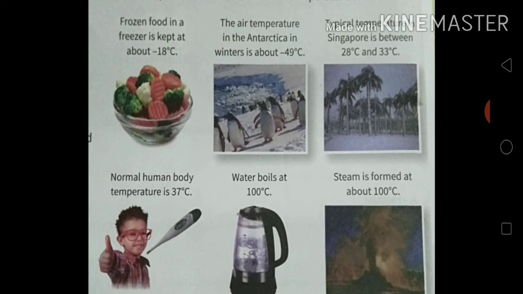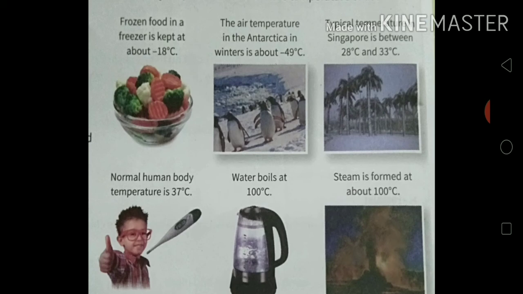So it means that the degree of hotness of an object on some chosen scale is measured in terms of temperature. The hotter an object is, the higher is its temperature. So an object appears hot if its temperature is higher than that of our body. On the other hand, an object appears cold if its temperature is lower than that of our body. So let's see the temperature of some objects.